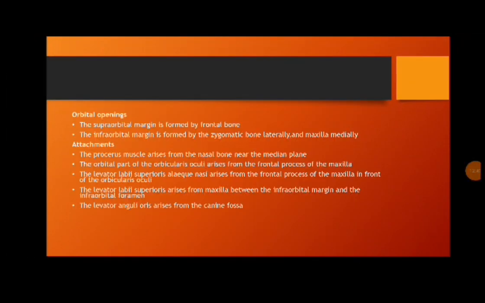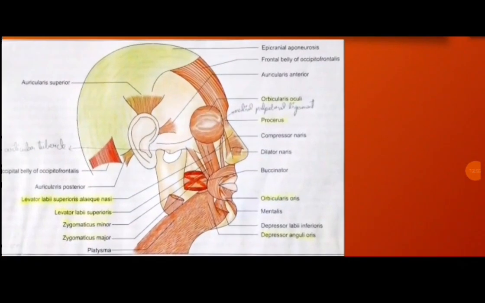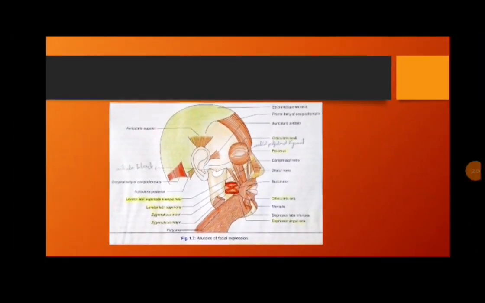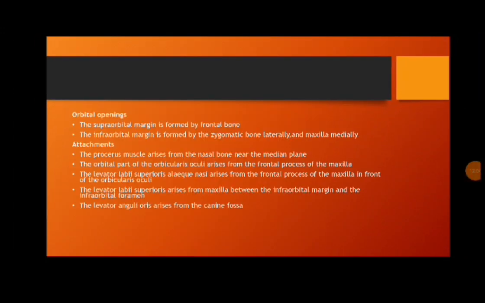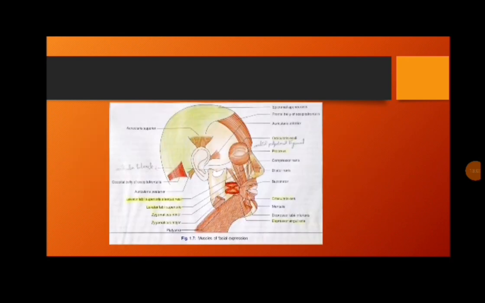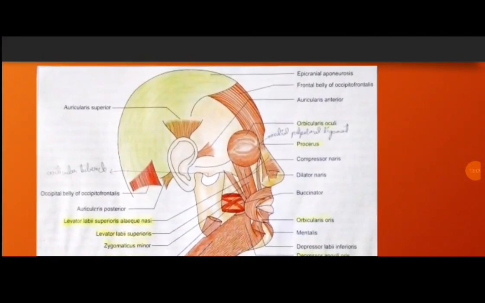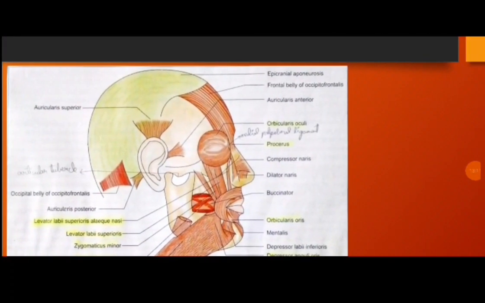Attachments. The procerus muscle arises from the nasal bone near the median plane. Okay, muscles, there is a picture in the next slide, you can see here procerus. Then the orbital part of the orbicularis oculi arises from the frontal process of the maxilla. The orbicularis oculi muscle arises from the frontal process of the maxilla.